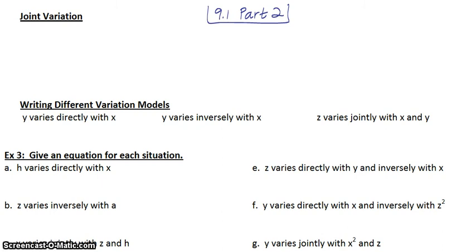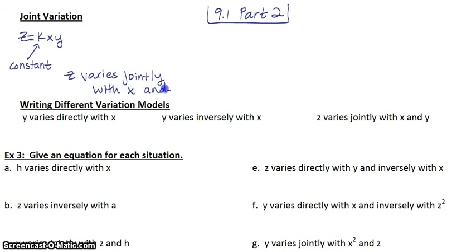Alright, so for joint variation, it's called joint variation because there's more than 2 variables, usually 3 or 4. Here's the general format. z equals kxy. k is still the constant of variation, same as it was before. In this situation, if I was going to say that in words, I would say z varies jointly with x and y. z varies jointly with x and y.